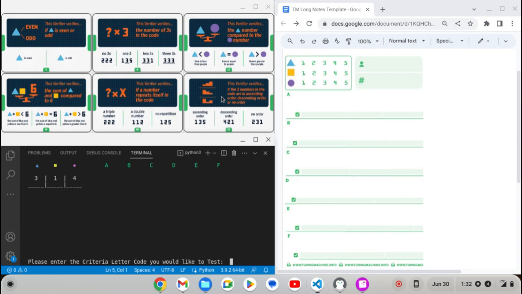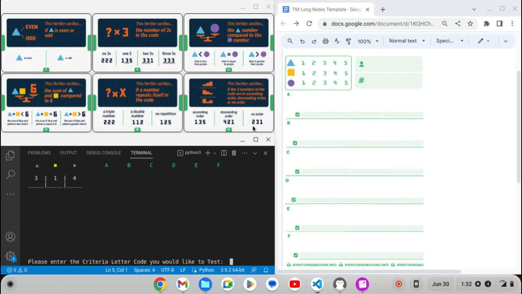And finally, criteria card F again will look at the 3-digit solution and will let us know something about how the digits are ordered from triangle, square to circle. In that order, potentially they could be ascending, meaning that they are increasing, as in the example 135, or they could be descending or getting smaller, as in the example 421, or potentially even they may have no order, as in the example 231.